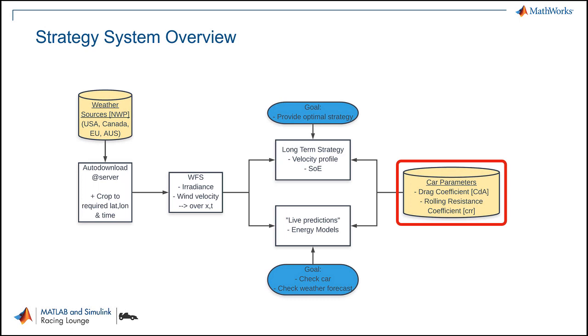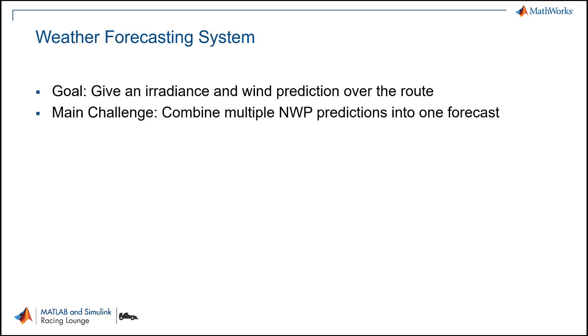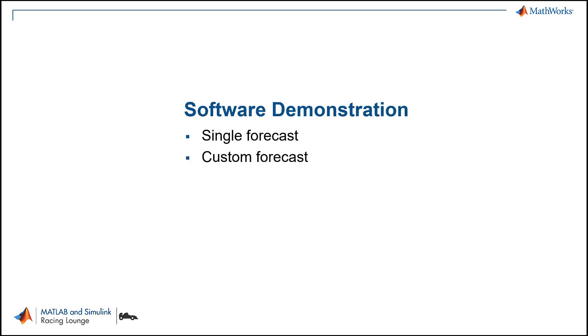So today we're going to mainly focus on the weather forecasting system. Our goal is to give an irradiance and wind prediction over the route. We're going to combine multiple forecasts into one forecast. First of all, I'm going to show a single forecast, and then I'm going to show what we call a custom forecast.